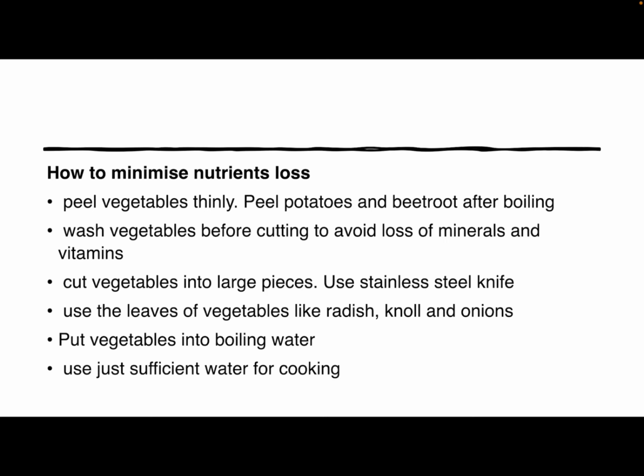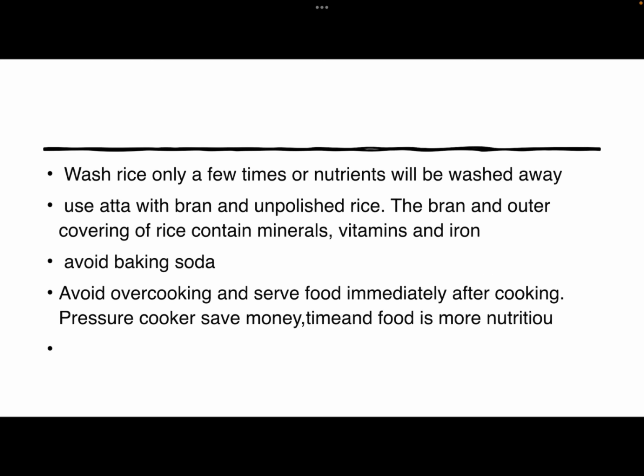There are certain points. Peel vegetables thinly, and peel potatoes and beetroot after boiling. Next, wash vegetables before cutting to avoid the loss of minerals and vitamins. Next, cut vegetables into large pieces and use a stainless steel knife. Next, use the leaves of vegetables like radish, knol-khol, and onions. Next, put vegetables into boiling water. Next, use just sufficient water for cooking. Next, wash rice only a few times so that nutrients are not washed away.